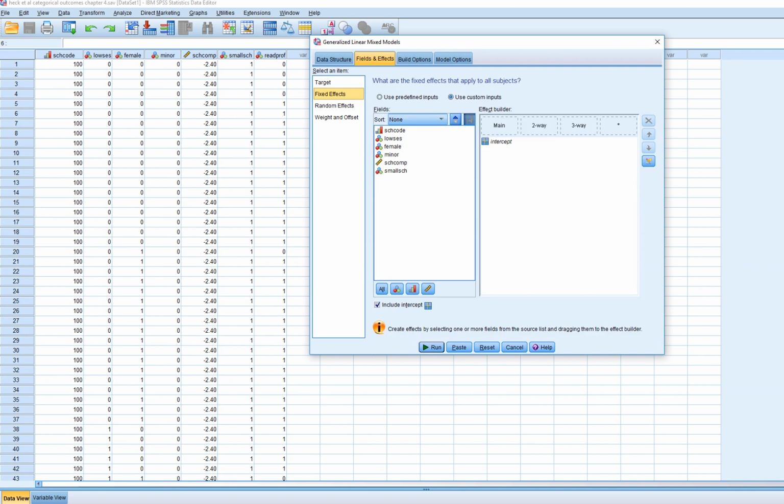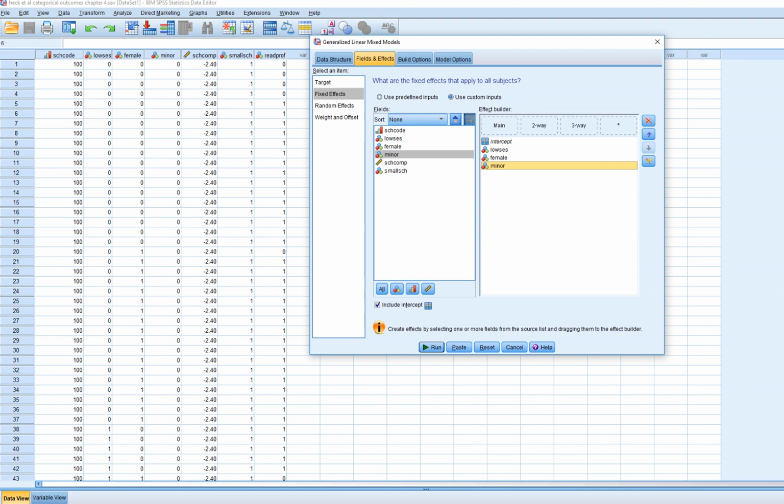Now, we already have the default intercept, which is basically going to reflect the grand mean across schools of the proportion of students who are identified as reading proficient. But we're also going to include our level 1 fixed predictors, starting with low SES. So we're going to move this over here to the main effects. We'll do the same for female, and then we'll do the same for the minority variable.